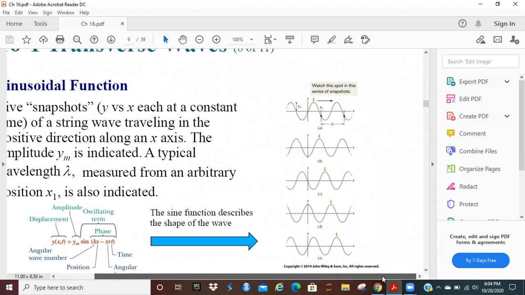So if you look at a series of snapshots as the wave moves, you can see the peak of the wave moving this way, and you can see the wavelength distance here at a particular x value. And you can see how that particular part of the wave fluctuates up and down if you were to draw this all the way down through here. The y sub m is going to be the amplitude. It's going to be how far this goes away from the x-axis.